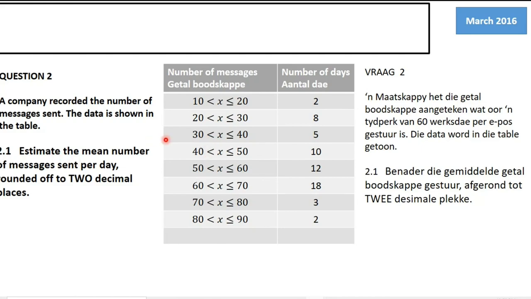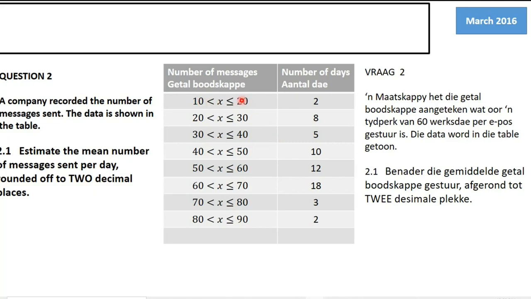Now, you can't get the exact mean. Well, they like asking the estimate or the approximate mean, rounded off to 2 decimals. And that you did for the first time, I think, or you should have done that in grade 10. Let me remind you, that's even before we get to the ogive. That means that we will have to get a representative for this group.